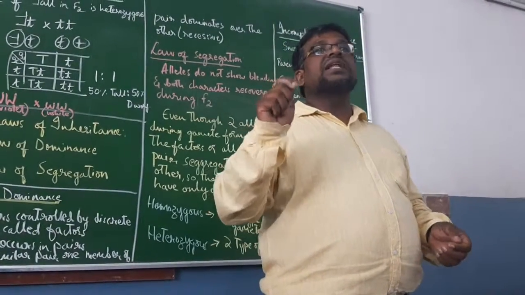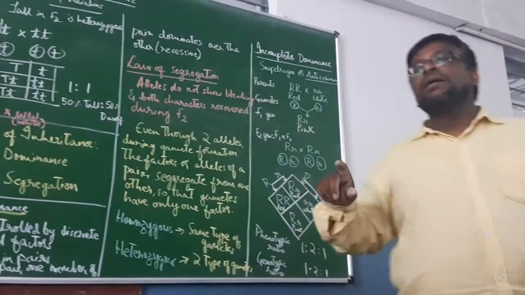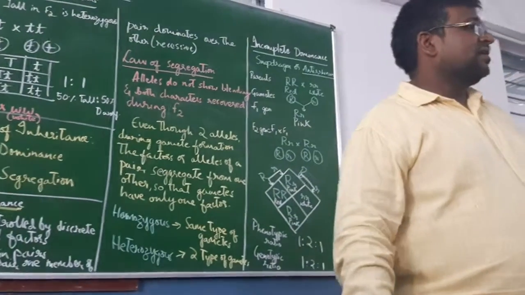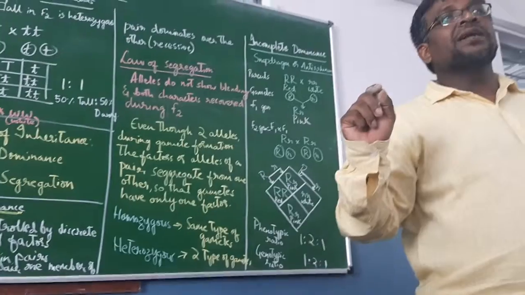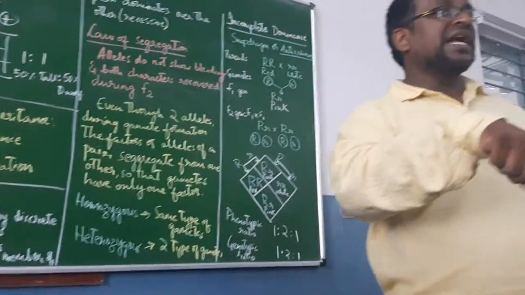This was noticed in a plant, the snapdragon plant. The name of the plant is snapdragon. Scientific name is Antirrhinum majus. Okay, Antirrhinum majus. I have just given the generic name, Antirrhinum. Incomplete dominance was asked in the 2019 examination.